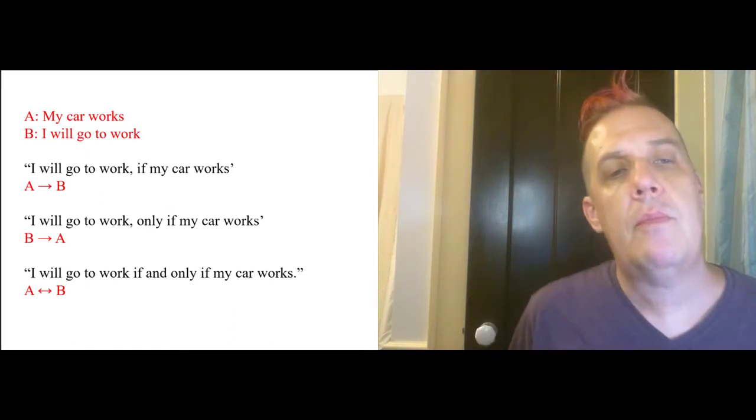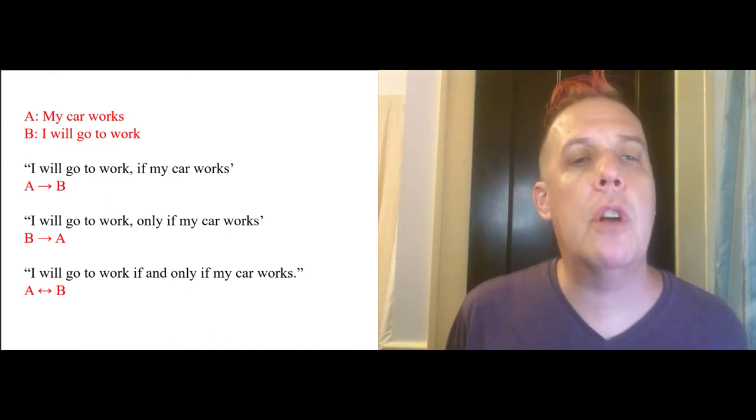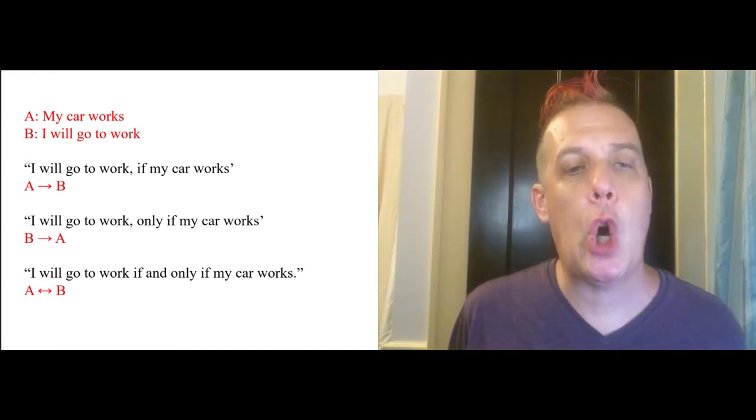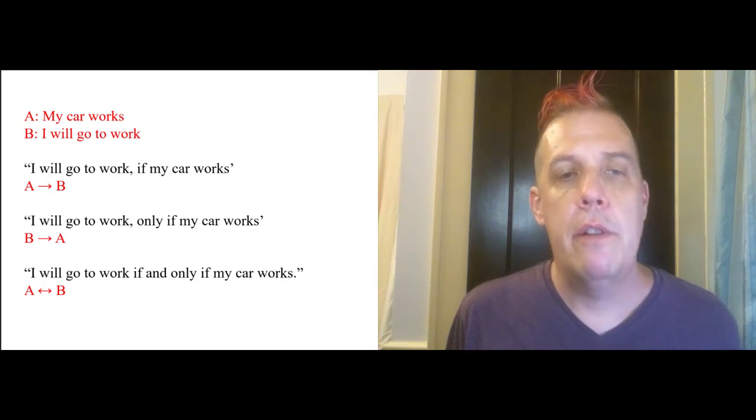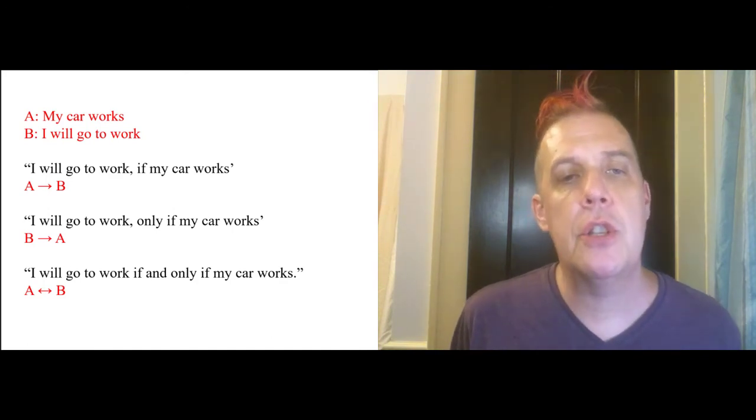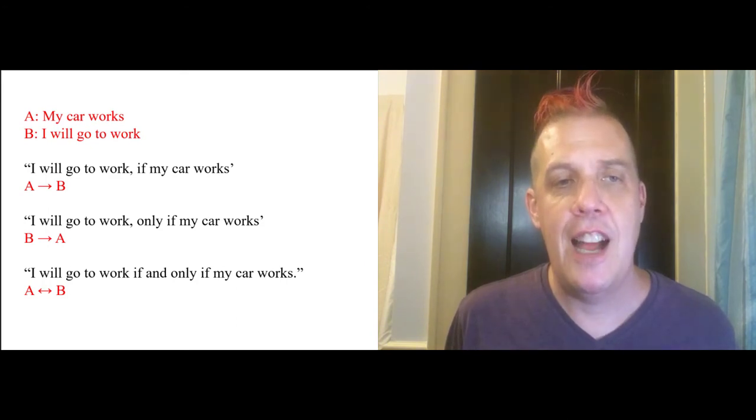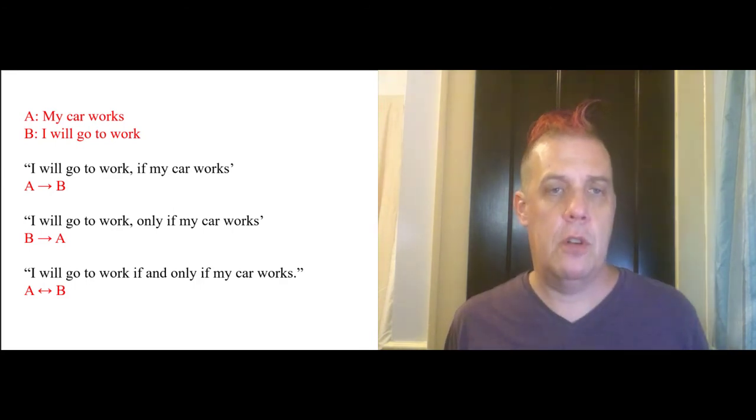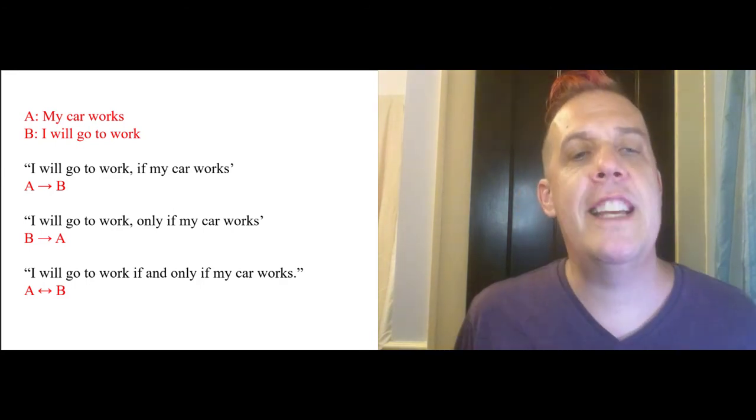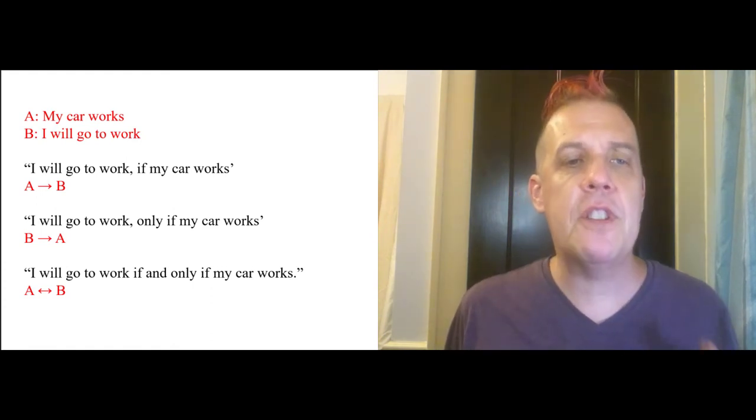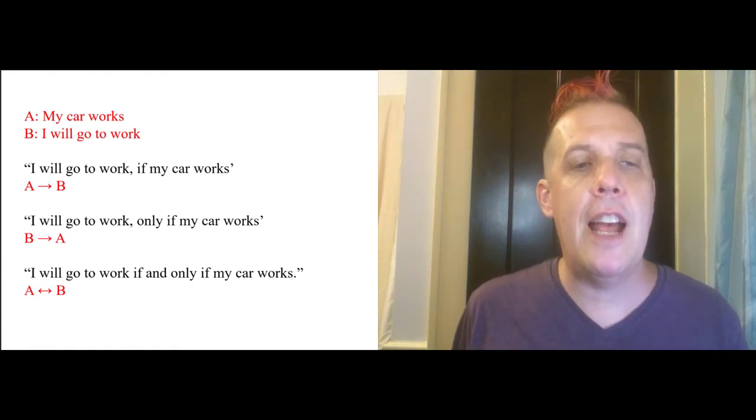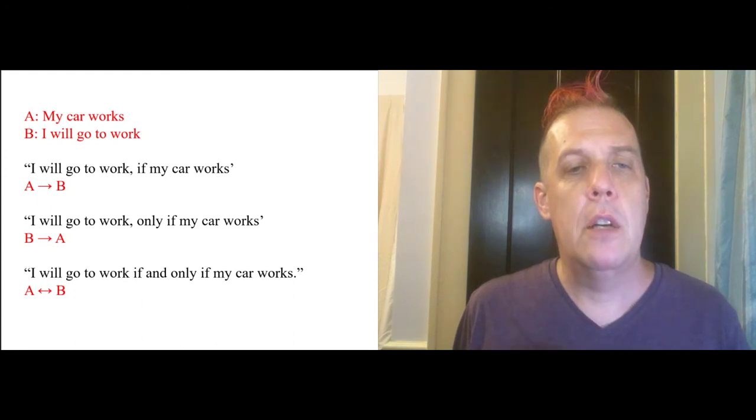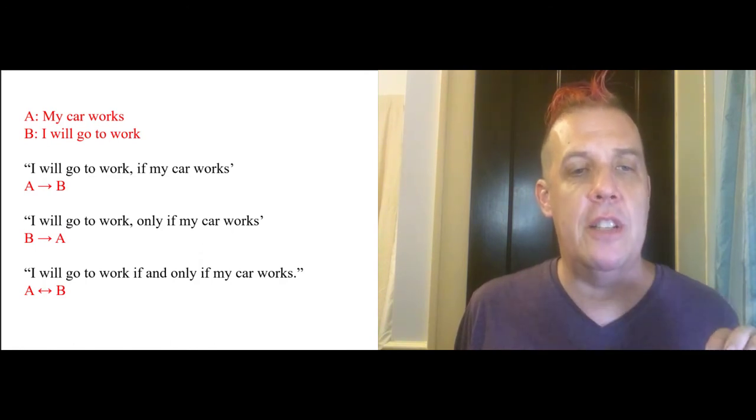So, think about the English sentence, I will go to work if my car works. There, the if in the English comes second, and the I will go to work comes first. So the if is going to be on the left side of the arrow. You want to write that A, arrow, B, because if is the condition, and I will go to work is the thing that results from the condition.